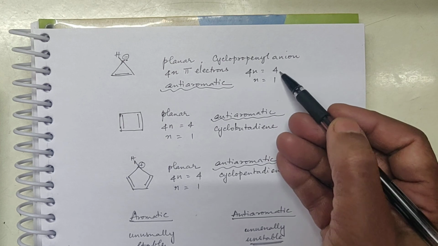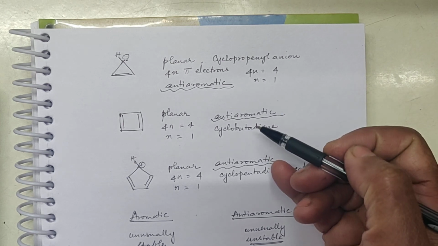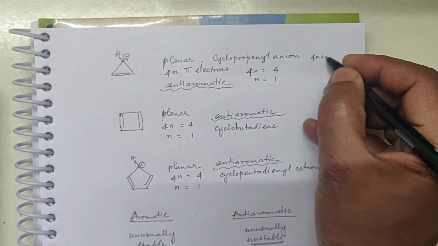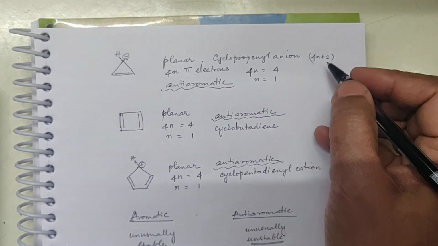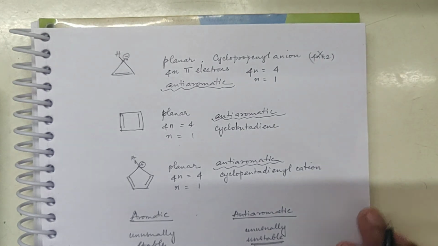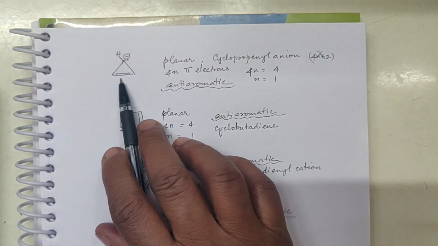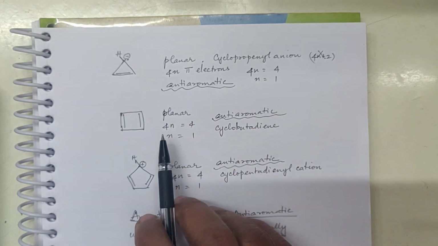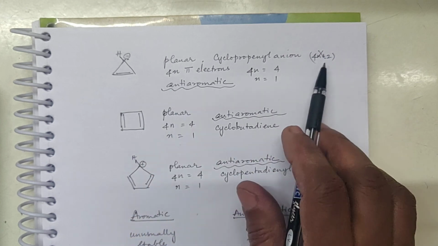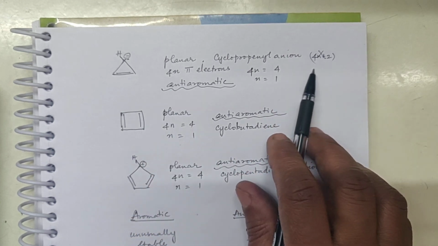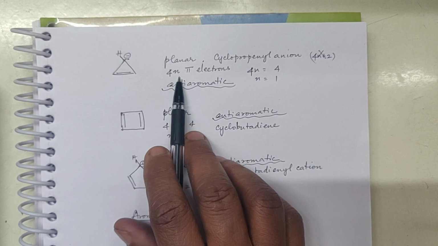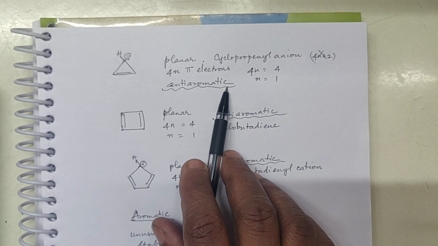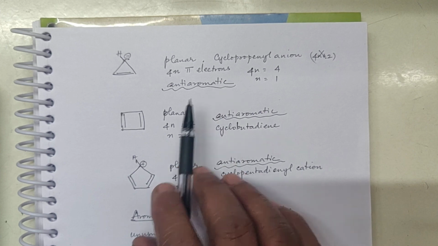So 4n is equal to 4, so n is equal to 1. So it is not in accordance with 4n plus 2, which is your Huckel's rule. Okay, this is not there. This is planar only. This is called the cyclopropenyl anion because there is a negative charge. And since it is not abiding by the 4n plus 2 rule, it is abiding by 4n pi electrons, it is called anti-aromatic. It is not aromatic, it is anti-aromatic.